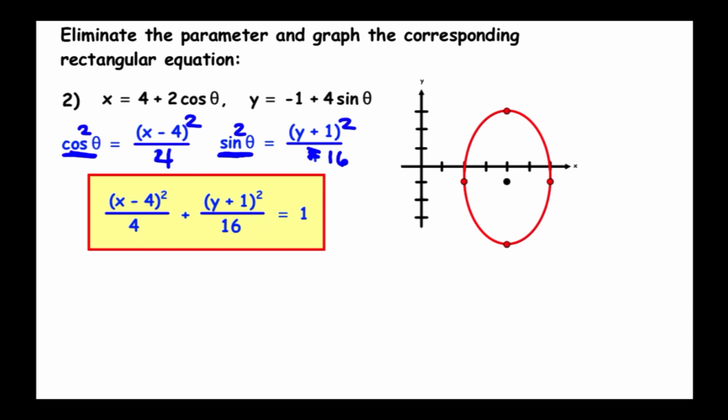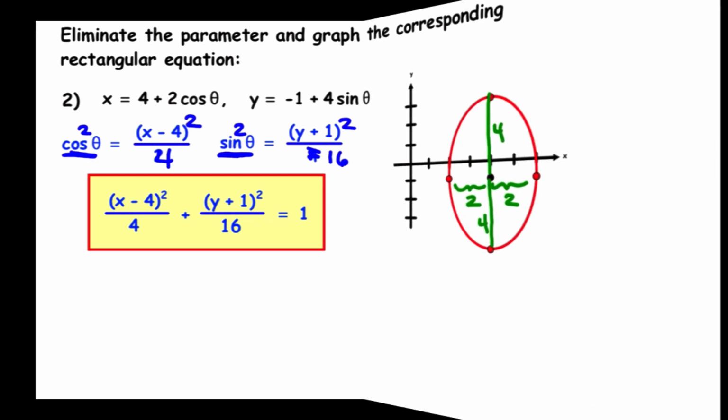And then the 4 means that I go 2 in each direction out along the x-axis. And now I go up and down 4 on the y-axis because that's the 16. That's 4 squared. And that's my graph.